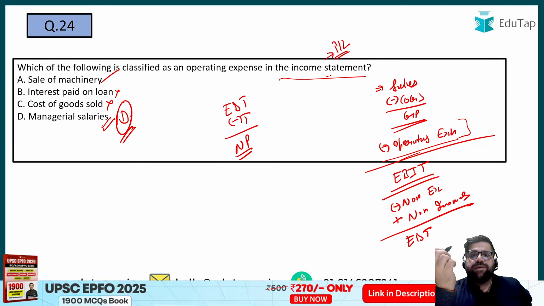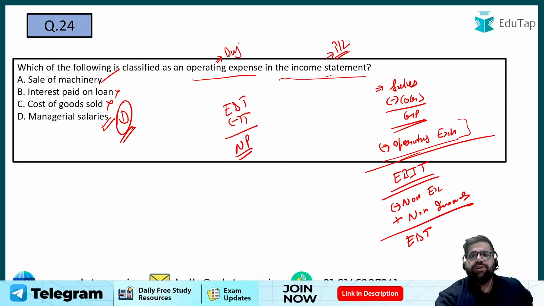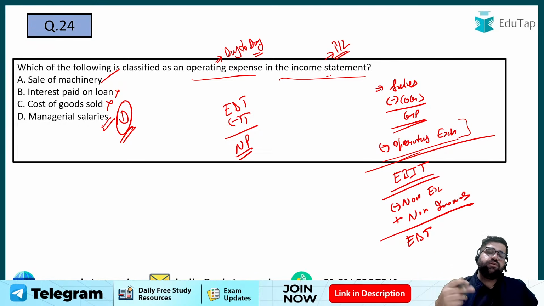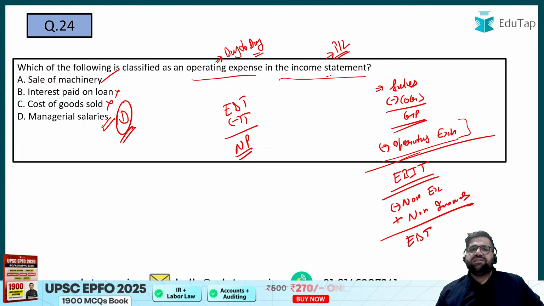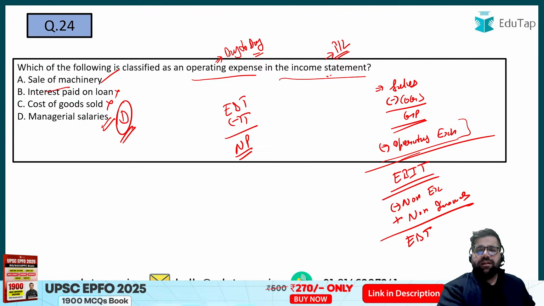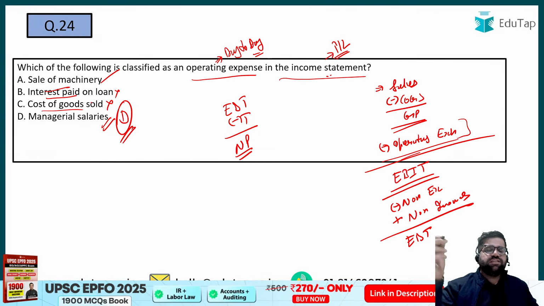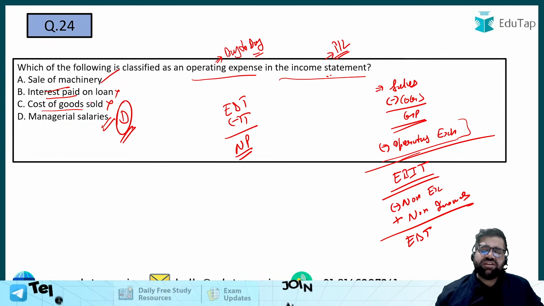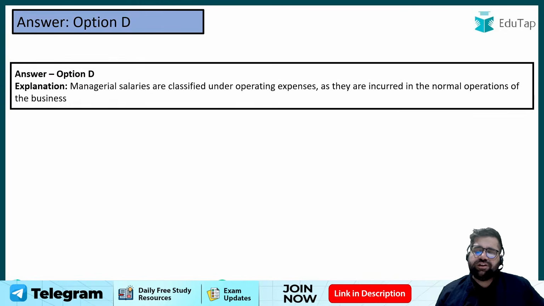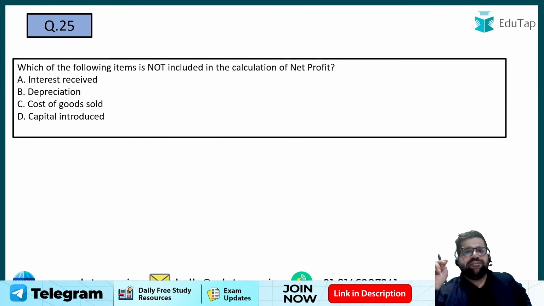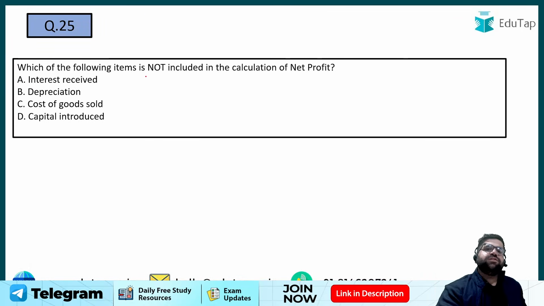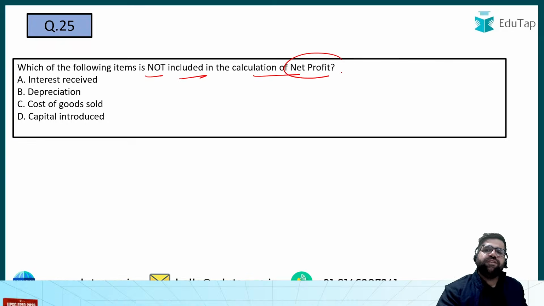By the way, what is operating expense? Operating expense is that particular expense which will be done on day-to-day basis, right? Business does it in its daily activities. A business will not sell a machine every day, right? Interest you will pay only once a year. Cost of goods sold is a direct cost, but managerial salary will be the correct answer, which is option number D.